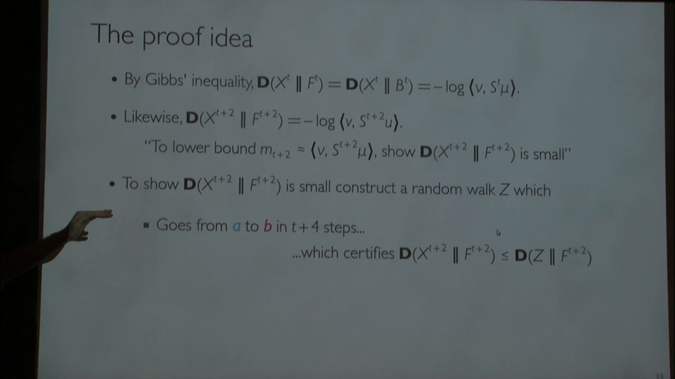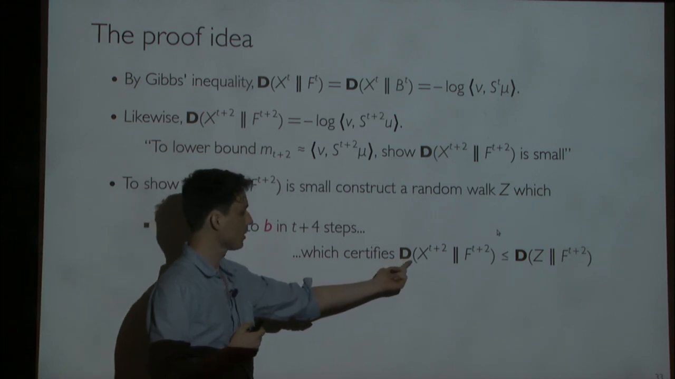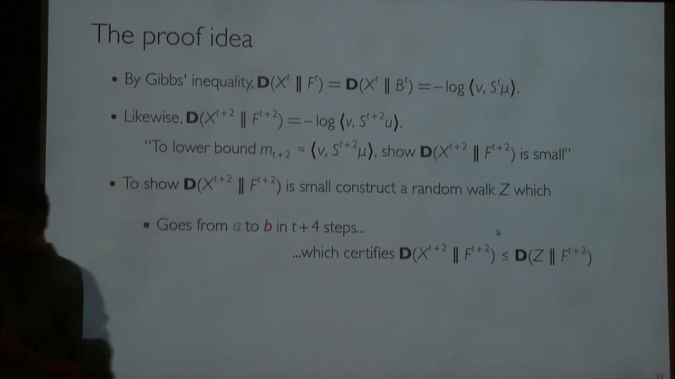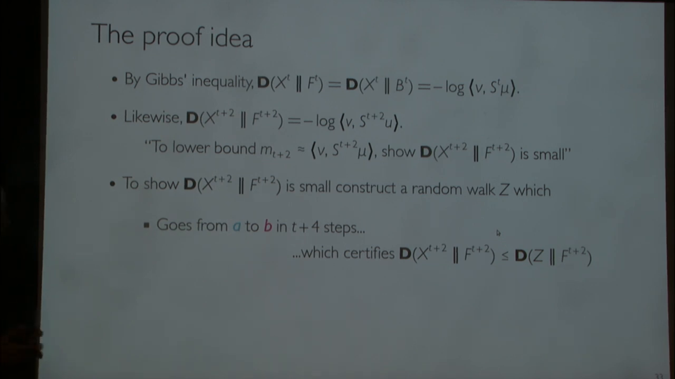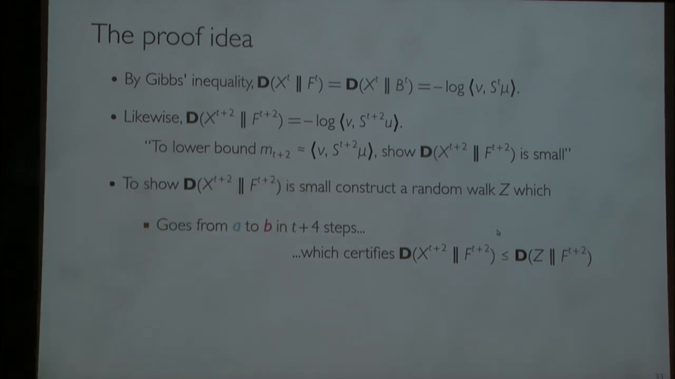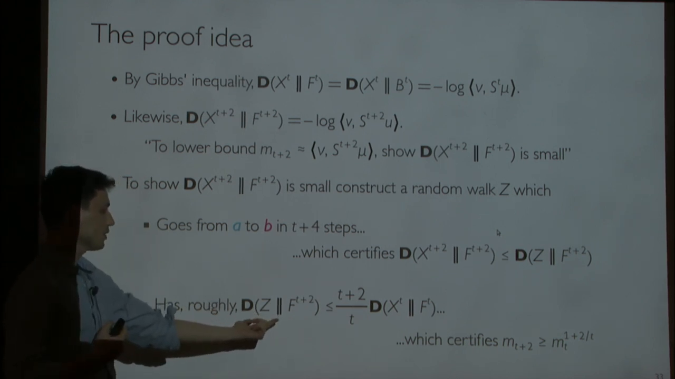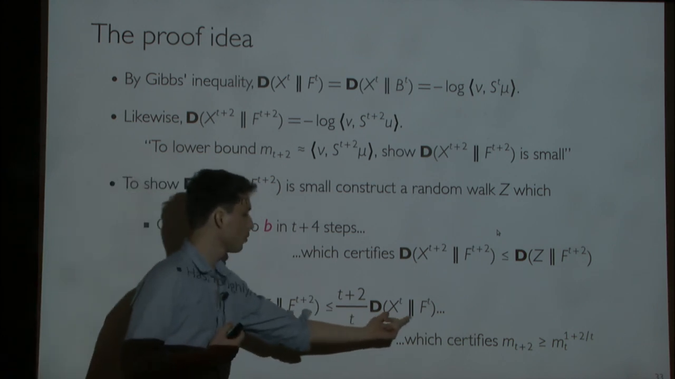And this is because of this fact. This is the ideal walk that starts from a and goes to b in t plus four time steps. I'm just constructing anything. Because of that, xt plus 2 is the ideal one. If I construct a random walk, it will certainly have the property. And moreover, unlike xt plus 2, z will be easy to analyze. We can relate it to the xt walk easily. We will show that its divergence from the unconditioned walk can be related to this shorter walk, in a way.